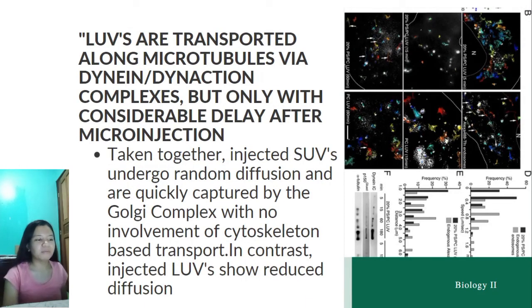So, sa LUVs naman, LUVs are transported along microtubules via dynein or dynactin complexes but only with considerable delay after microinjection. So, taken together, sinasabi ng mga researchers na yung injected SUVs na ginamit nila is nag-undergo ng random diffusion and are quickly captured by the Golgi complex with no involvement of cytoskeleton-based transport. In contrast, yung mga injected LUVs na ginamit nila is nagsishow siya ng reduced diffusion.